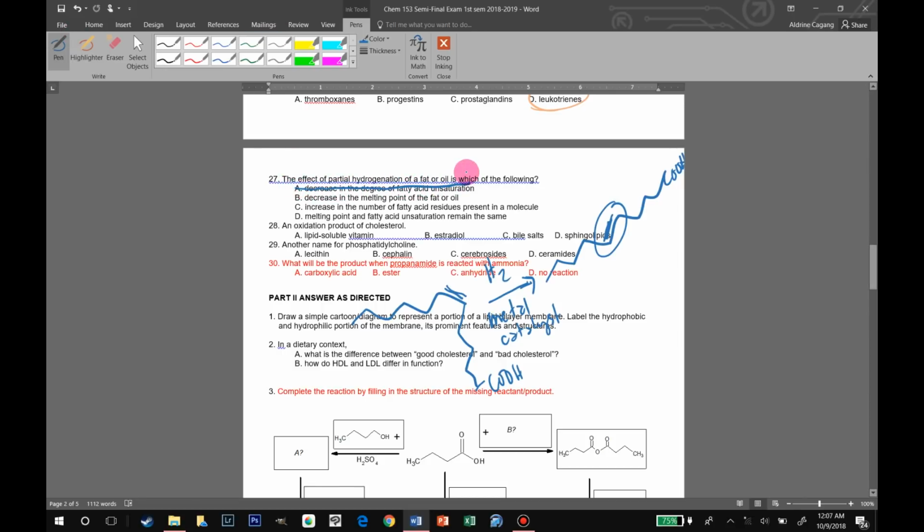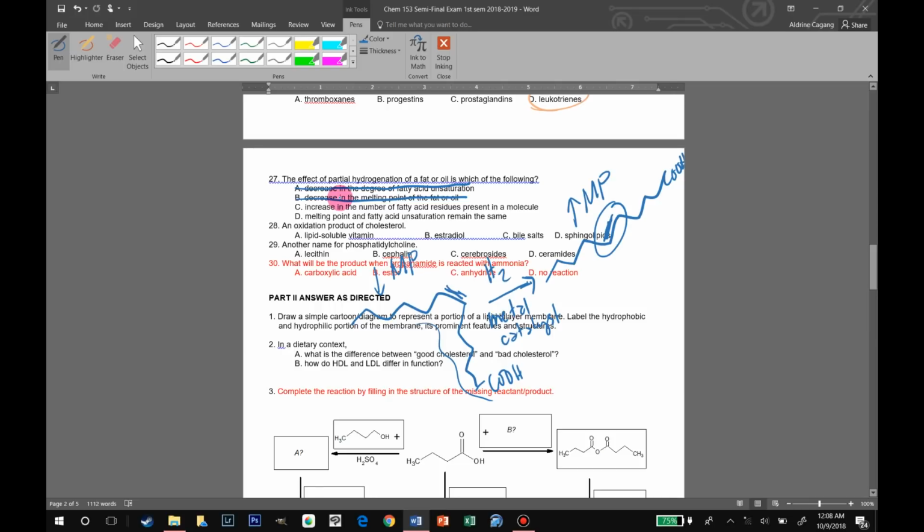B, decrease in the melting point of the fat or oil. That is also wrong, because you come from a form which is kinky in nature, that is actually this one. Again, no stacking, no order, so it's going to have a low melting point. And at the end, you have a linear structure, although it has a double bond. Because it's linear in nature, it can stack properly. So it actually increases the melting point. So letter B is wrong.